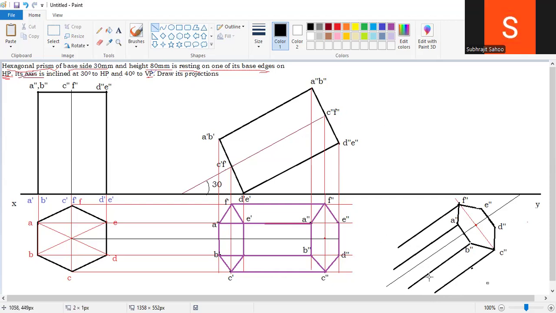Right. So join here to here. Right. Join here to here. Join here to here. Okay. Sir, E double dash to E dash is there or not? It will come somewhere here, but it should be a light line, right?